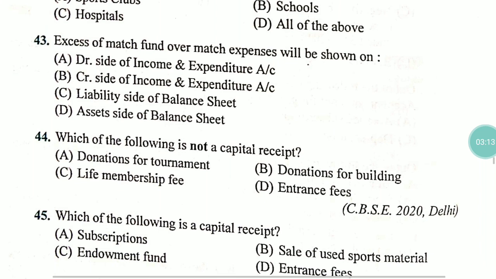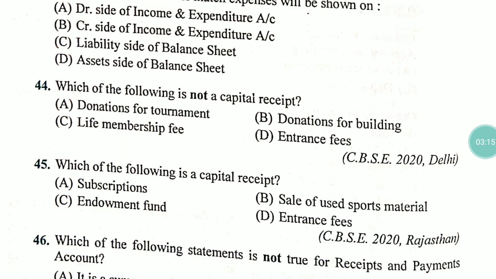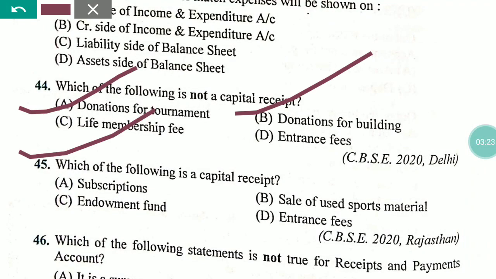The next question is, which of the following is not a capital receipt? Donation for the tournament, donation for building, life membership fees, and entrance fees. The first three are capital receipts because they are related to the non-recurring income of the not-for-profit organization. But entrance fees, or entry fees, are given by the member to the not-for-profit organization for entry and admission in the organization. So it is of a recurring nature. So option D is the right answer. It is not a capital receipt.